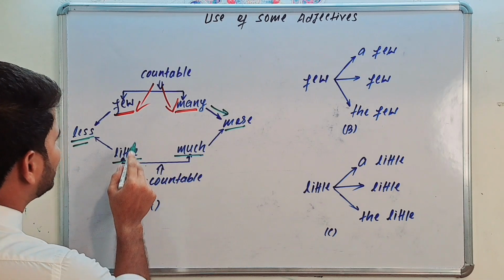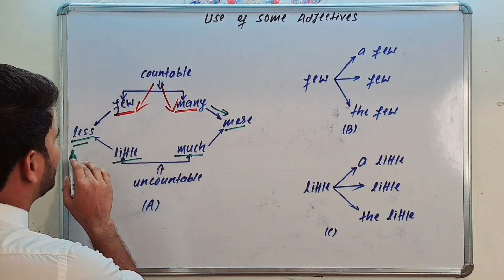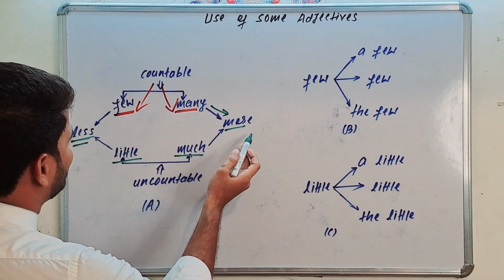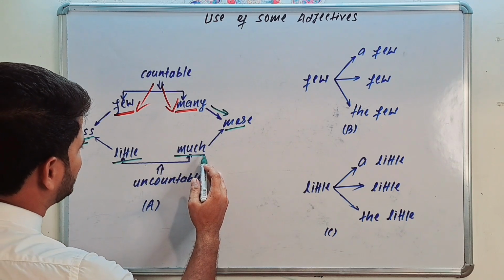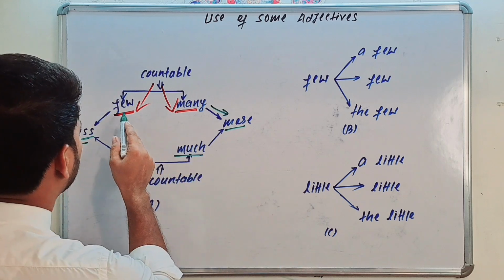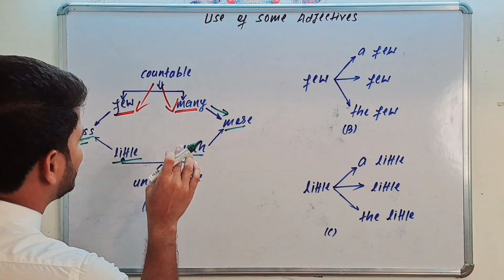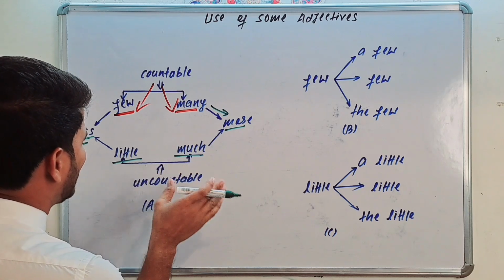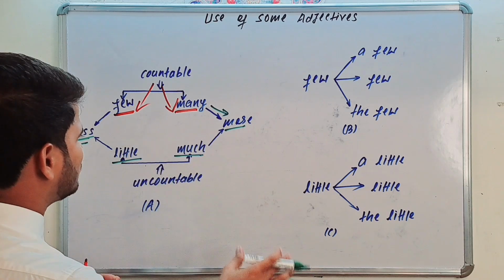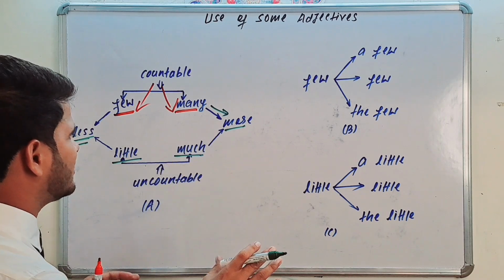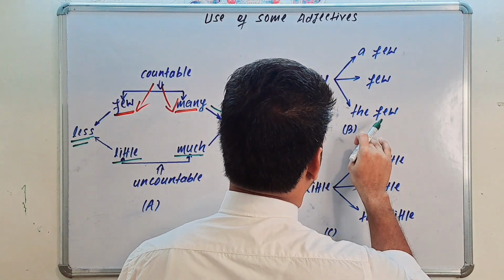Keep in mind, little and few represent less. First one, less countable noun and more countable noun, and here less uncountable noun and more uncountable noun. So I told you few and many are only used with countable nouns, and little and much only with uncountable nouns, like a little knowledge is very dangerous. Much water was wasted.